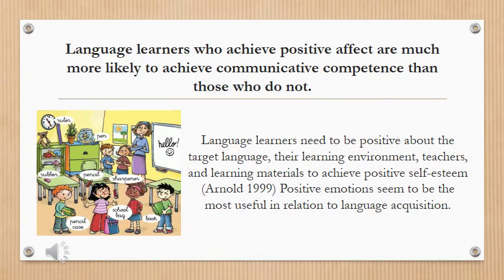The third one: language learners who achieve positive affect are much more likely to achieve communicative competence than those who do not. Language learners need to be positive about the target language, their learning environment, teachers, and learning materials to achieve positive self-esteem. Positive emotions seem to be the most useful in relation to language.